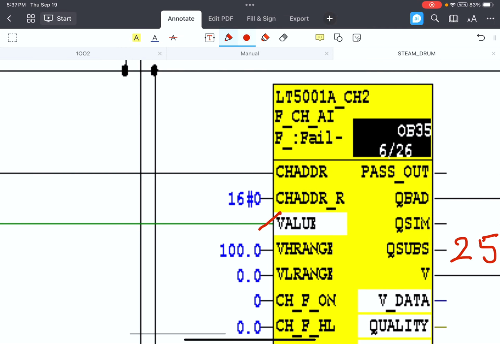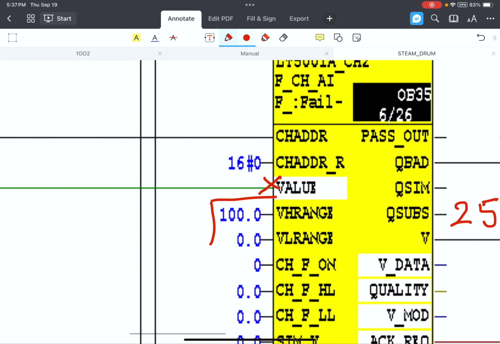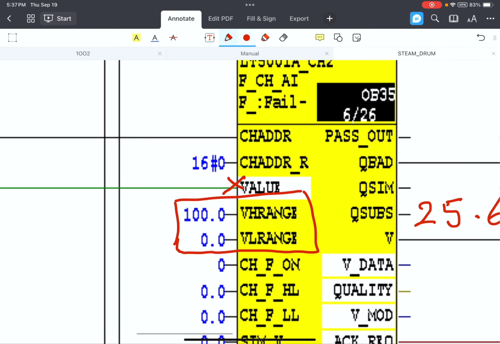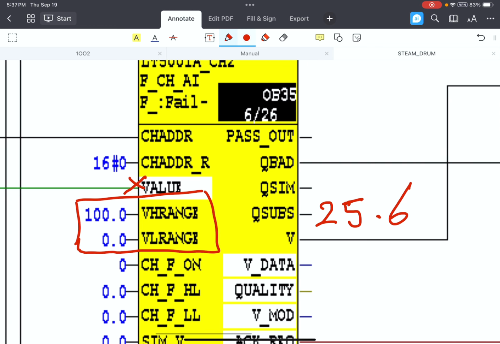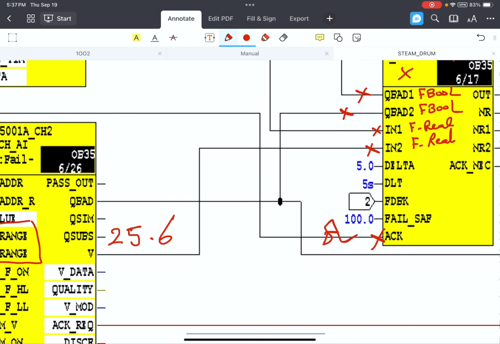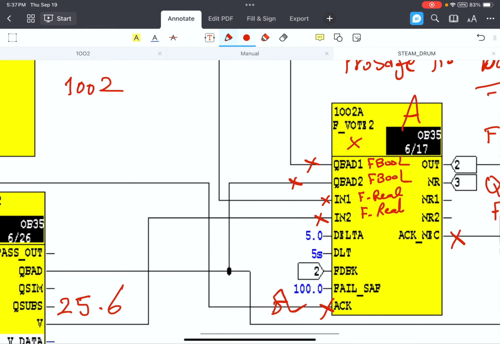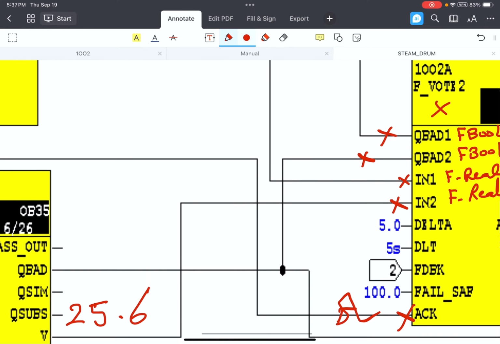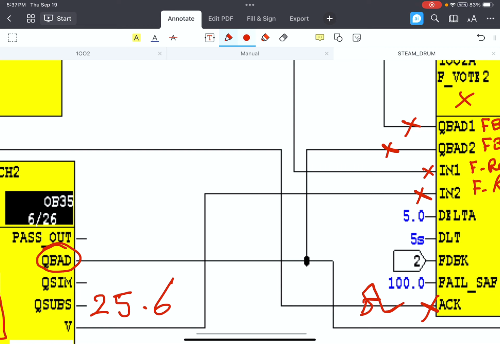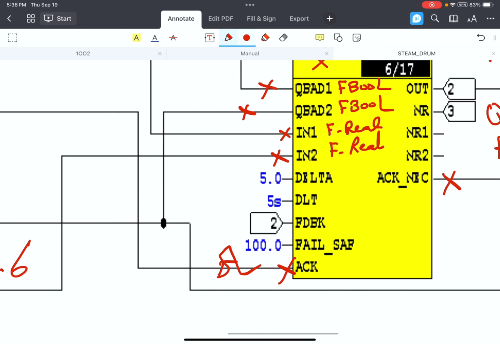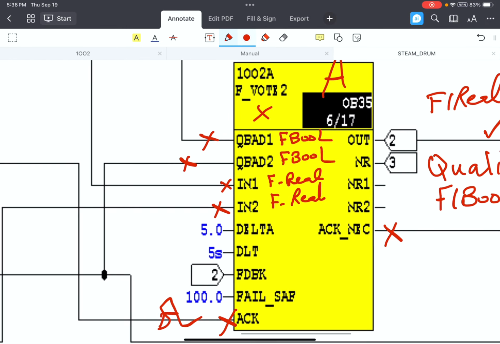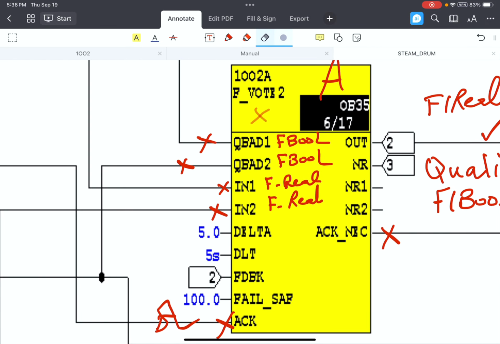The raw data is converted based on the engineering range, high and low. Possibly it's level, possibly pressure, or any other safety parameters that we generated. So we need two drivers for quality signals. Quality signals are reported from QBAD, and values are reported from the V output of the safety system.